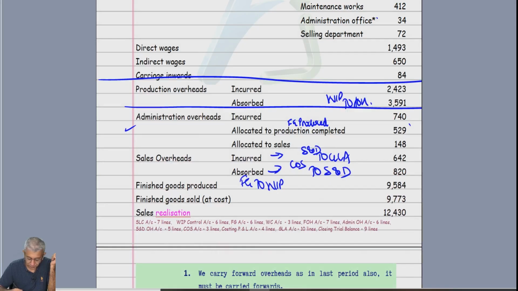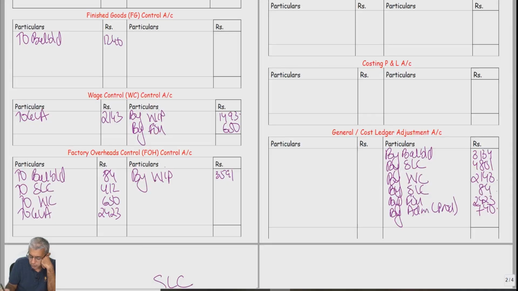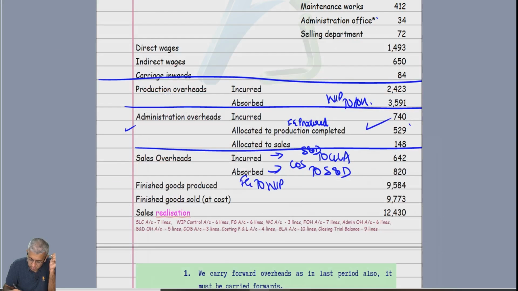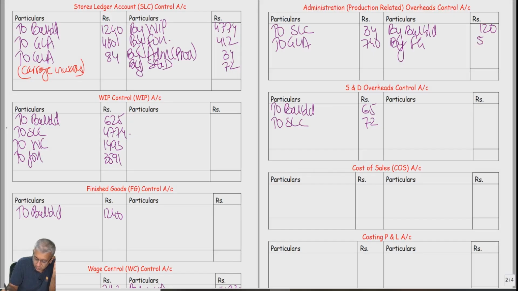Further, allocated to production completed. Production completed means finished goods. Okay, so therefore I am writing over here. In any case, absorption always happens from the credit side, yeah. So therefore, by finished goods 529.